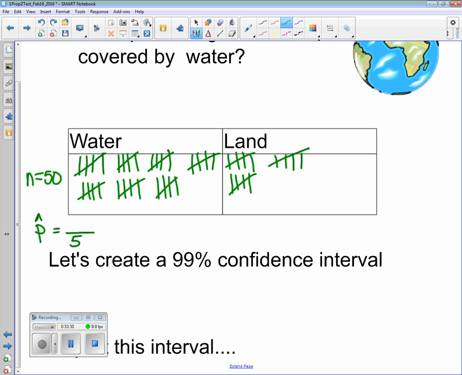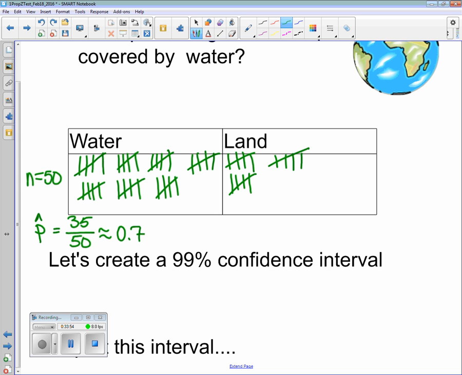What's P hat? Well, it's over 50. Would you agree? What am I looking for? 30. The amount of, so isn't it 35? 35 out of 50, right? So I don't know what that number is. What is that? Is it exactly 0.7? That's crazy. That's creepy almost.